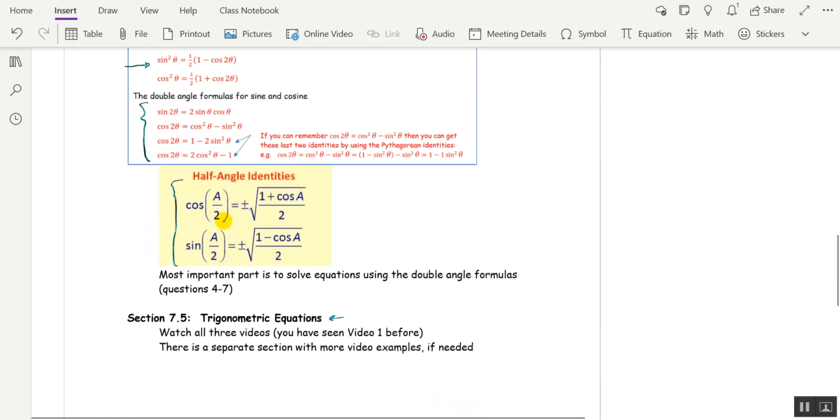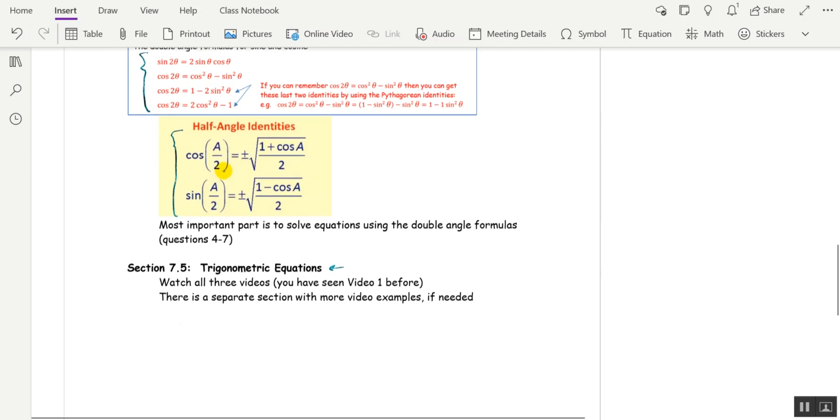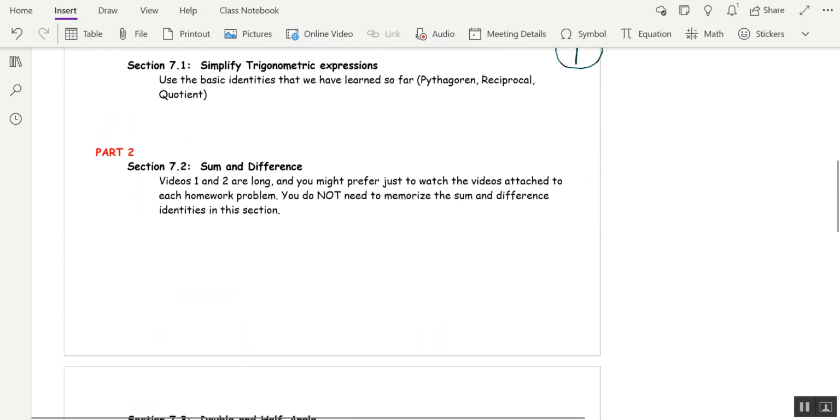And then again, this is the really big section. Can you solve trigonometric equations with double angle or just a basic quadratic equation? It's all going to come down to being able to factor and then being able to solve the basic trig equations.